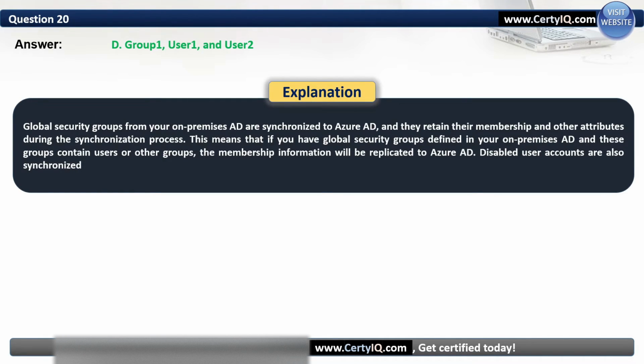Global security groups from your on-premises AD are synchronized to Azure AD, and they retain their membership and other attributes during the synchronization process. This means that if you have global security groups defined in your on-premises AD and these groups contain users or other groups, the membership information will be replicated to Azure AD. Disabled user accounts are also synchronized.